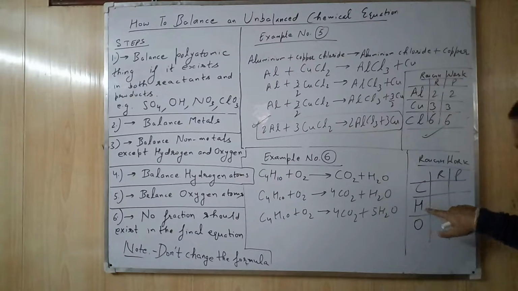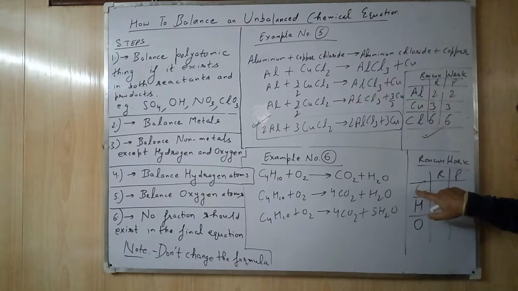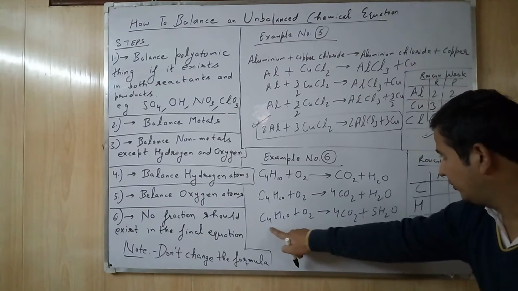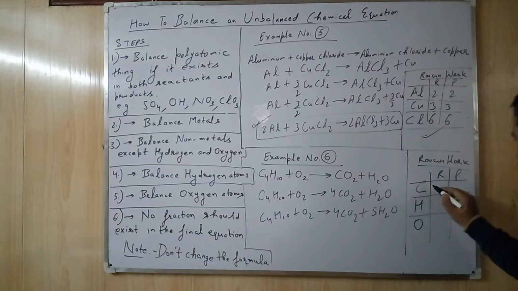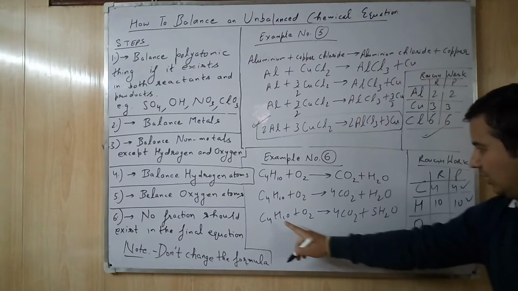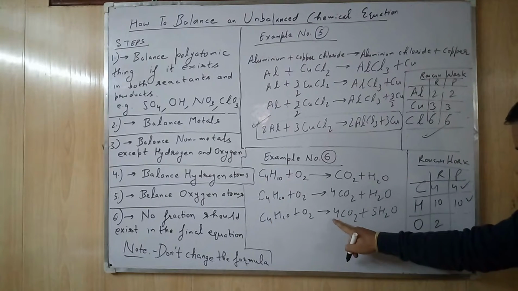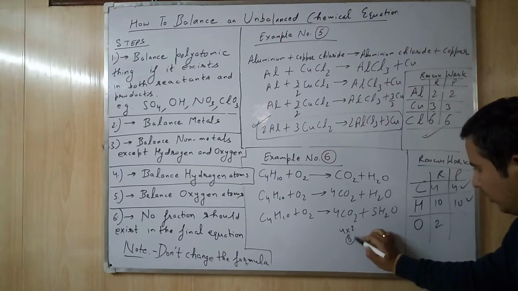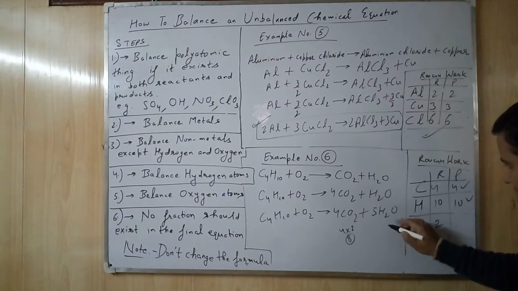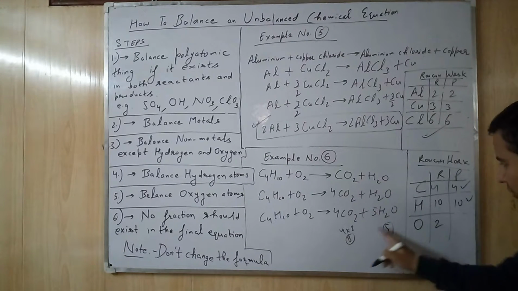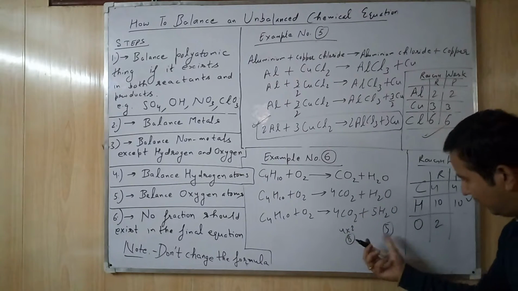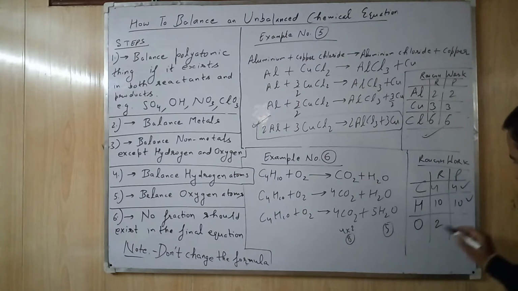Even C, because sometimes when we try to balance, it gets unbalanced. It happens, as you have seen in this case. So C is 4 here and 4 here, that's okay. H is 10 here and 5 into 2 is 10 here. Now oxygen: 4 into 2 is 8, because this is also oxygen, and 5 here, because this 5 also belongs to this. So 8 plus 5. In the same reactant we use multiplication, but in different reactants we use addition. So 8 plus 5 is 13.